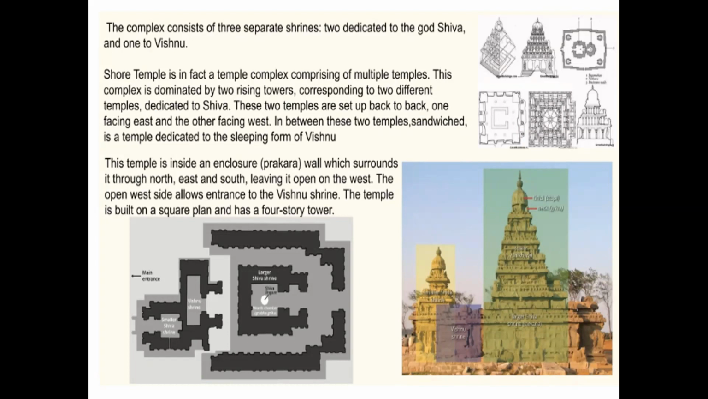The temple is inside an enclosure prakara wall which surrounds it on the north, east, and south, leaving it open on the west. The open west side allows entrance to the Vishnu shrine. The temple is built on a square plan and has a four-story tower.